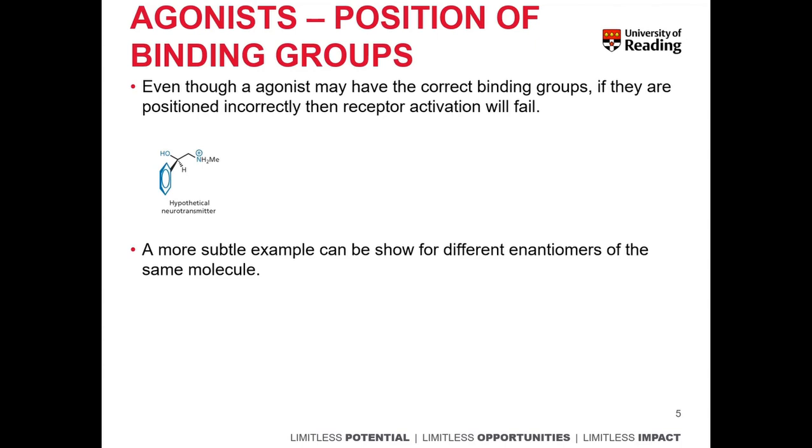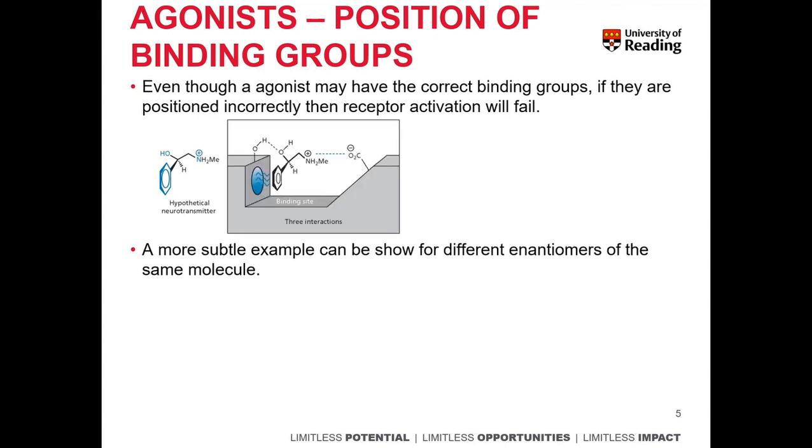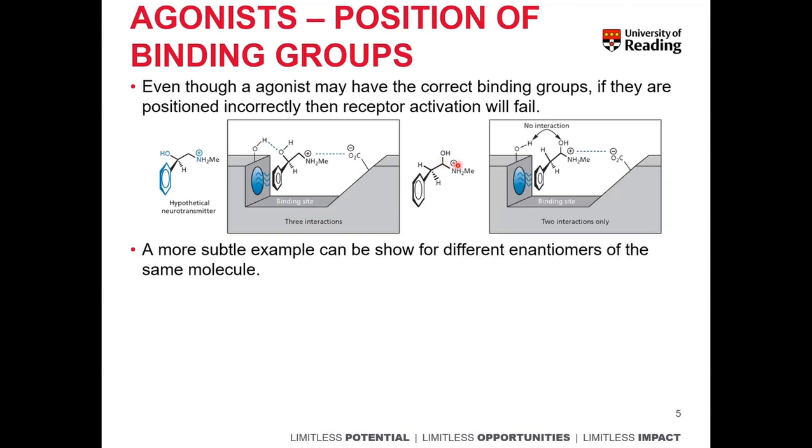So if we take our hypothetical neurotransmitter again, we can see that this has 3 binding interactions, one here as a van der Waals interaction, one as a hydrogen bonding interaction, and one as an electrostatic attraction. If we take another molecule where we have changed the position of the hydrogen bonding group, from being here to being one carbon further away, what we can see when we put this into the binding site is that we will only have 2 interactions. The hydrogen bond will not be able to form.